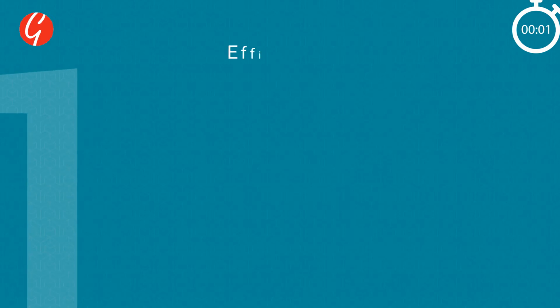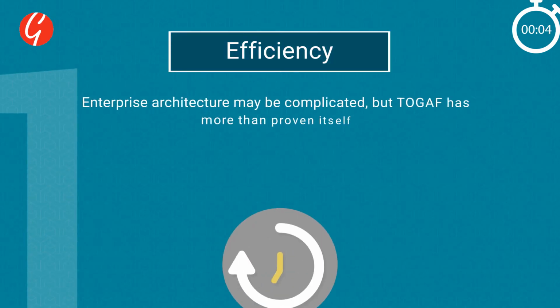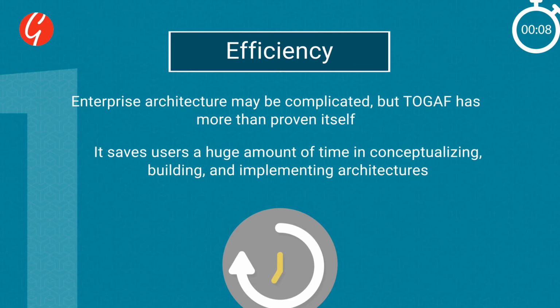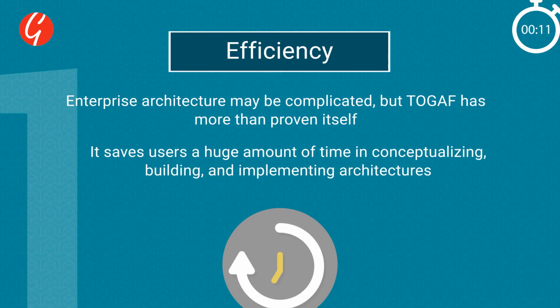1. Efficiency. Enterprise architecture may be complicated, but TOGAF has more than proven itself. It saves users a huge amount of time in conceptualizing, building, and implementing architectures.